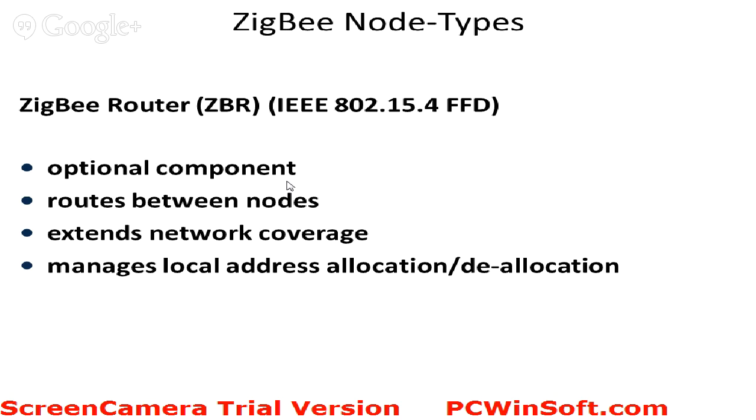In case of a star topology, you don't need a router because the coordinator is at the center and it can communicate directly with all the nodes in the network. However, in case of a tree topology or a mesh topology, routers are required. It routes between the nodes. Now the routing strategy depends on the topology which is being followed.